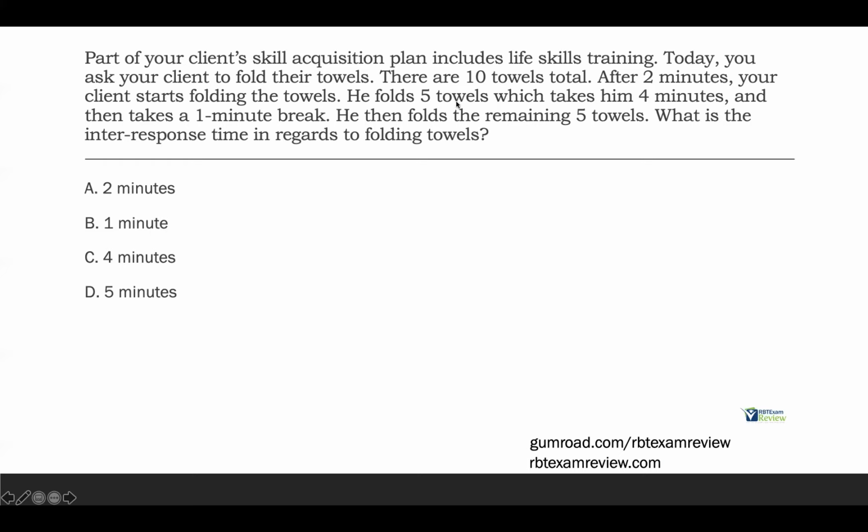He folds 5 towels, which would be frequency, which takes him 4 minutes, which would be duration, and then takes a 1-minute break before he starts folding again. Bingo, there's our IRT, right? He folds 5 towels, 1 minute passes, he folds another 5 towels. Our inter-response time, therefore, is 1 minute.